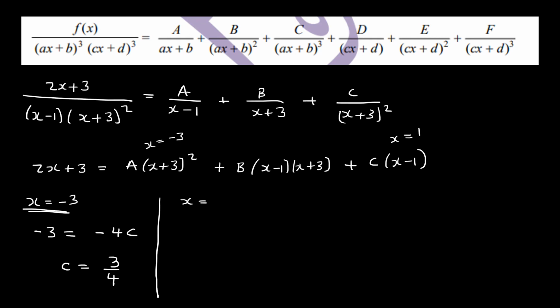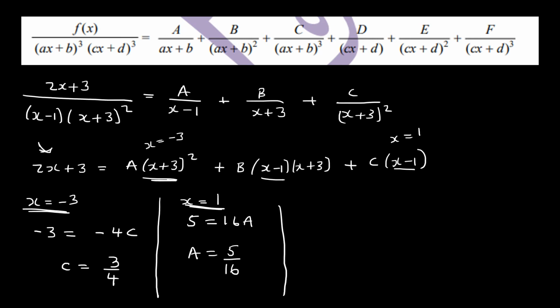Now, the next one to do is to make x positive 1. So if I substitute positive 1, I'll have 2 times 1 here plus 3. So I'll have 5. Then if I substitute here, I'll have 1 plus 3. 1 plus 3 is 4 squared. It will be 16A. Here we have x minus 1. This will be 0. This will be 0. So that's my answer. My answer will be 5 over 16.